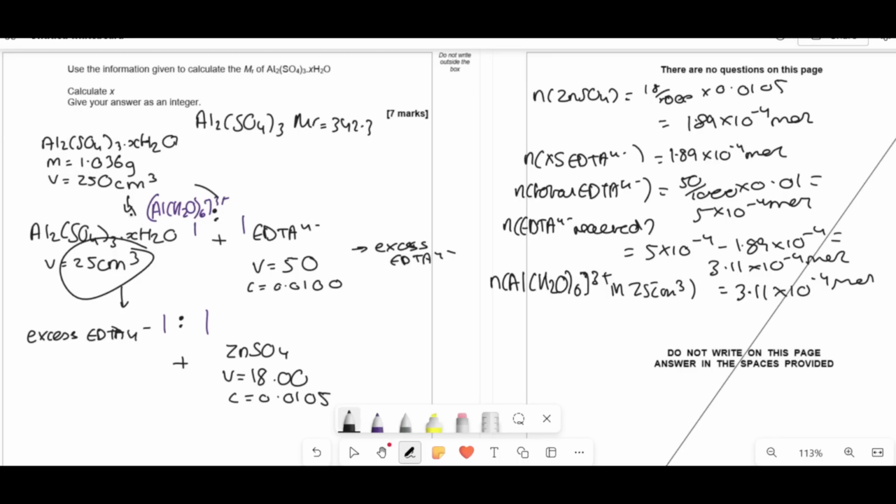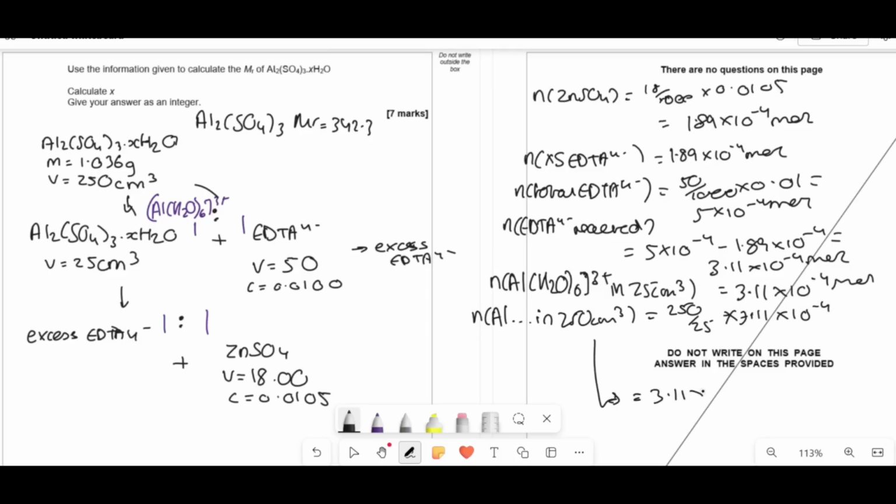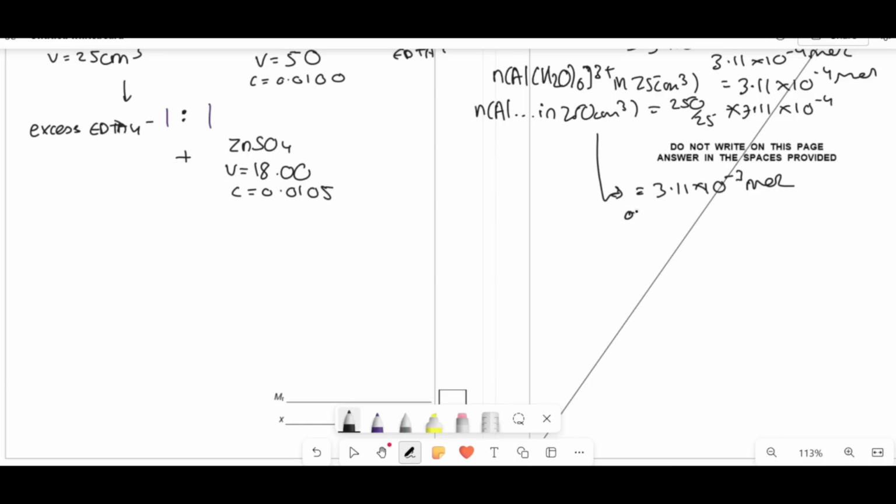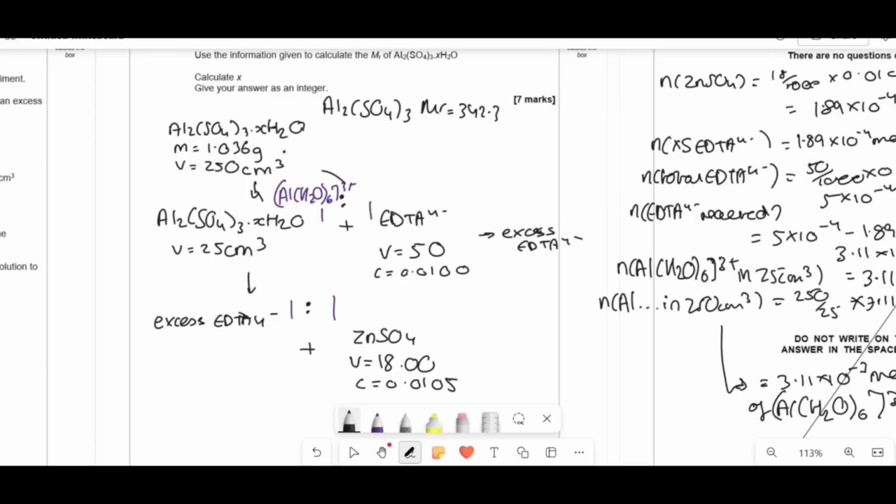So if this is 25 centimeters cubed, we need to get to 250. So the moles of this Al(H2O)6 3+ into 250 centimeters cubed is going to be the end divided by the first, so 250 over 25 times the 3.11 times 10 to the minus 4, which gives you, if I just put it down here, 3.11 times 10 to the minus 3 moles. Okay? Now, this is the moles of Al(H2O)6 3+ into 250, as in all of the Al(H2O)6 3+ here. However, the question wants us to work out this.